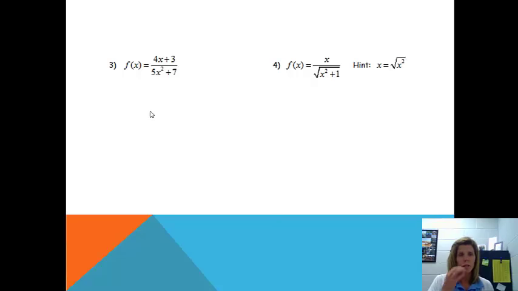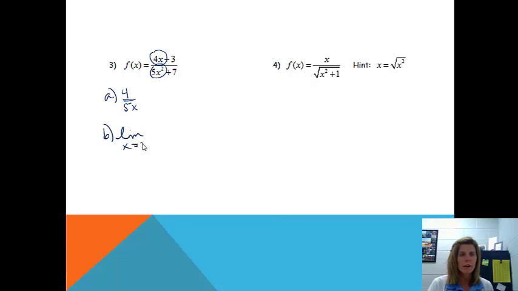Okay, let's look at problem 3. If you'd like to try this one on your own, go for it. You can see how you do on it. All right, so again, if I'm examining end behavior, I'm looking at the highest power up top, and same thing down below. And my end behavior will be the division of those two, which will end up being 4 over 5x. So that's my end behavior model.